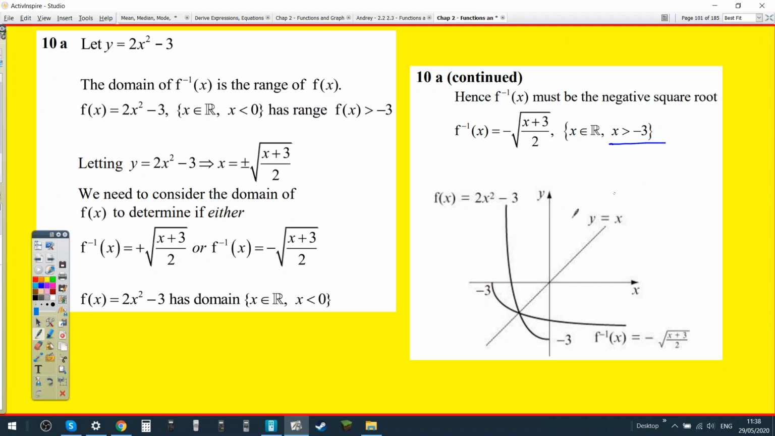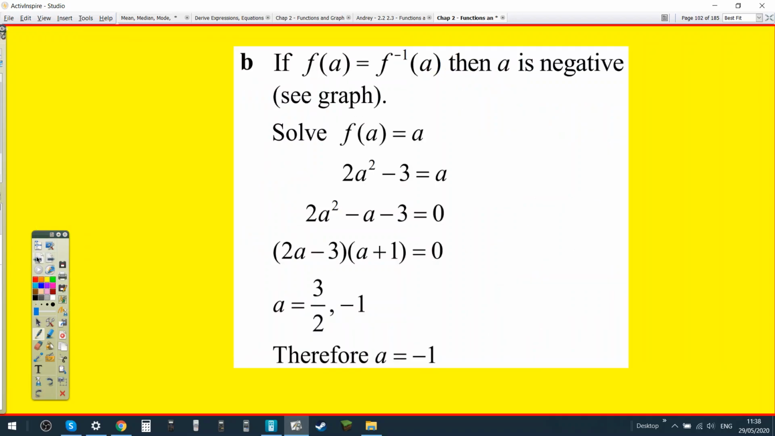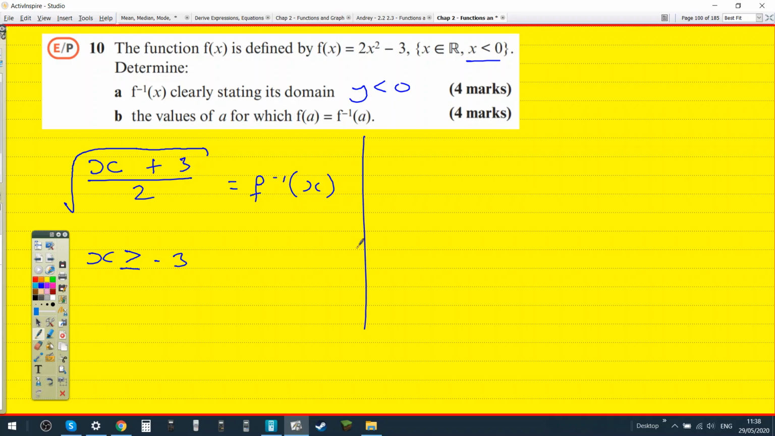X is greater than minus 3. Yeah, you just got it. That's all it was. Okay. That was easy. It's alright, not as bad as I thought. But then B, what is this about?